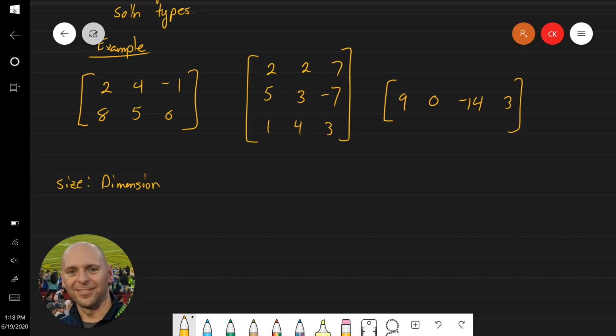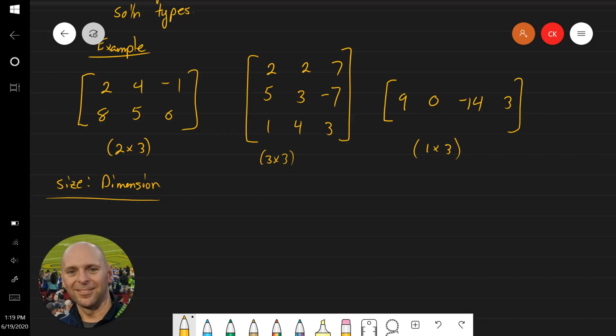So our first matrix here has 2 rows and 3 columns, so it's a 2 by 3. The dimension of the second one would be 3 by 3, having 3 rows and 3 columns. And lastly, this third one is a 1 by 3, because it has 1 row and 3 columns. So that we refer to as the dimension or size of our matrix.